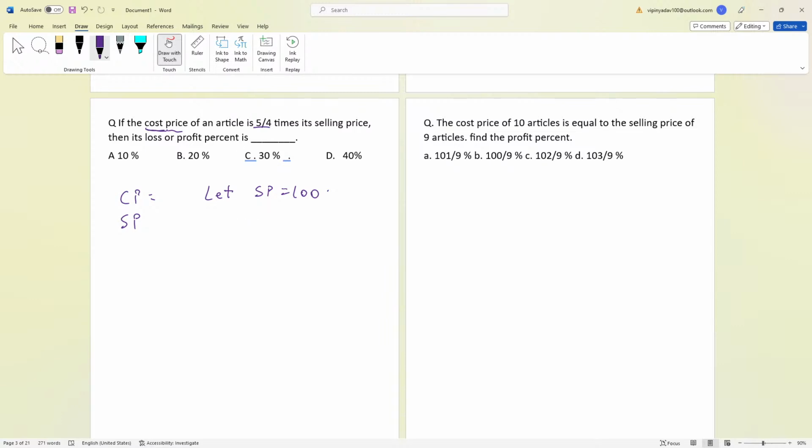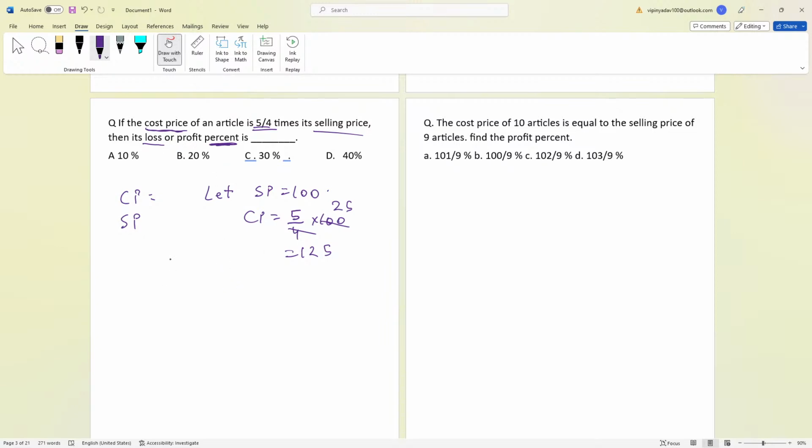Now there is a condition given. Cost price is 5 by 4 times of the selling price. So what is selling? That is 100 over here. Let us find 25. That is coming out to be 125 as the cost price over here. Now, can we find the loss or the profit percent? You should not be missing this. Loss or profit percent.